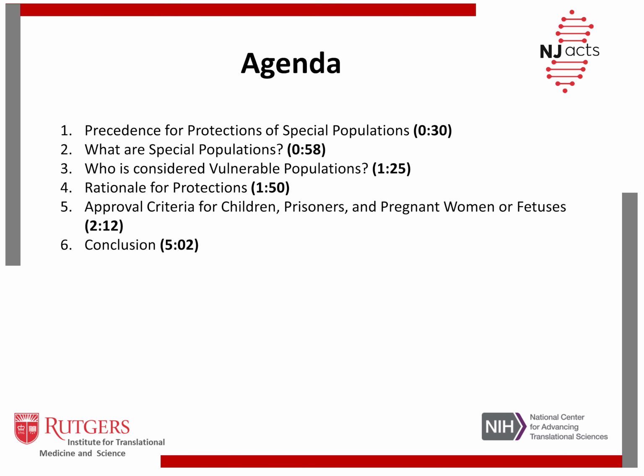Here we have the agenda for the video. We will begin by discussing the precedents for protection of special populations, followed by what are special populations, then we will discuss who is considered vulnerable populations, followed by rationale for protections, then we will move on to approval criteria for children, prisoners, and pregnant women or fetuses, then we will finish with the conclusion.